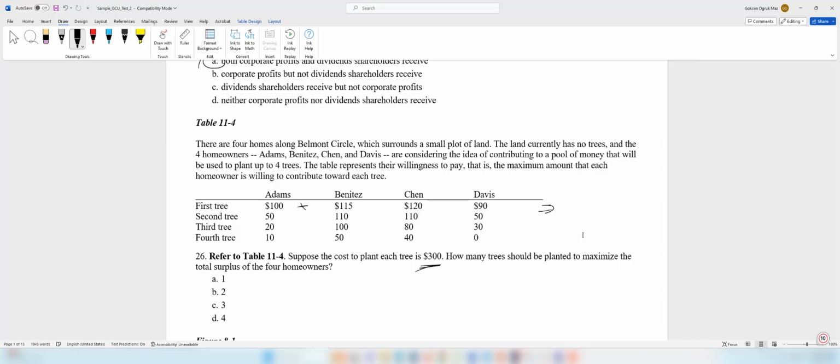For the first tree, the total cumulative benefit, which is 100 plus 115 plus 120 plus 90, is for sure greater than the cost. So the first tree is going to be planted. Let's calculate the second tree. The total benefit to all 4 residents is 50 plus 110 is 160, 270 plus 50, 320, which is greater than 300. Therefore, the second tree will be planted. Third tree, 20 plus 100 plus 80 plus 30 is less than 300. Therefore, the third tree and fourth tree are not going to be planted. So the right answer is 2.